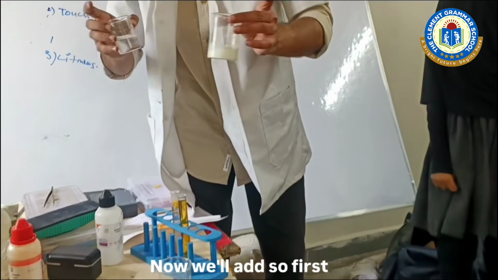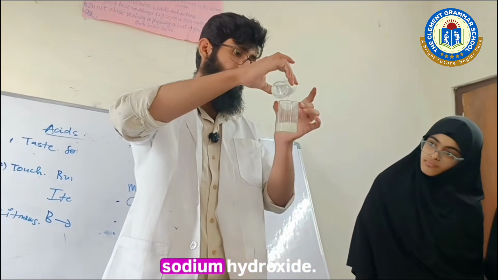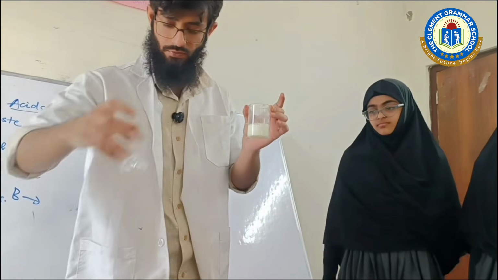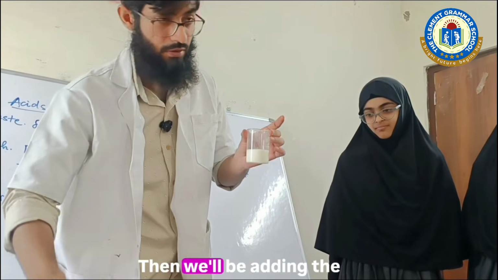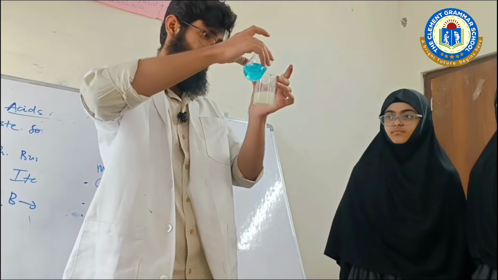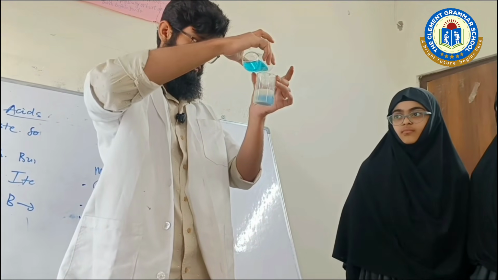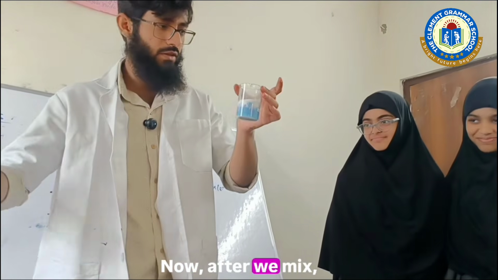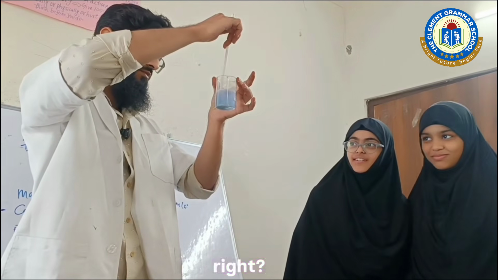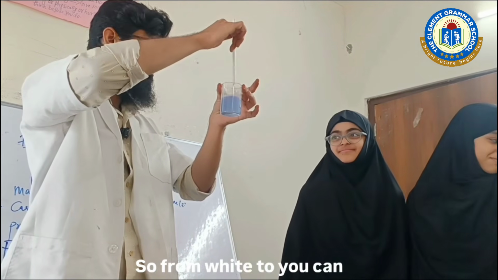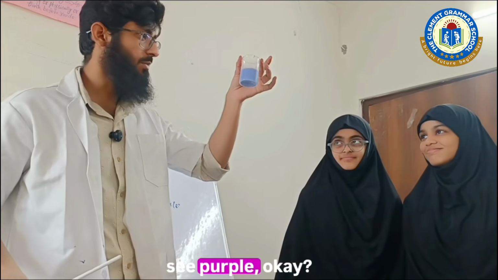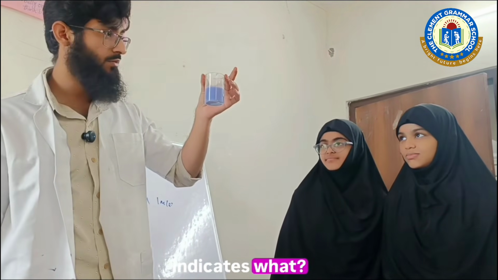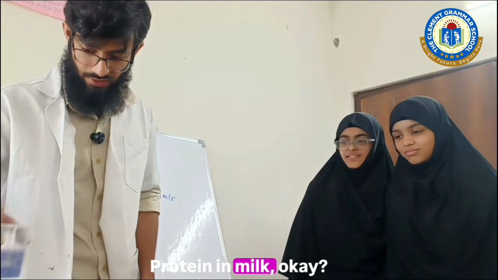Now first we'll be adding the sodium hydroxide. Then we'll be adding the copper sulfate. Now after we mix, right, from white you can see purple. This color change indicates what? Protein in milk.